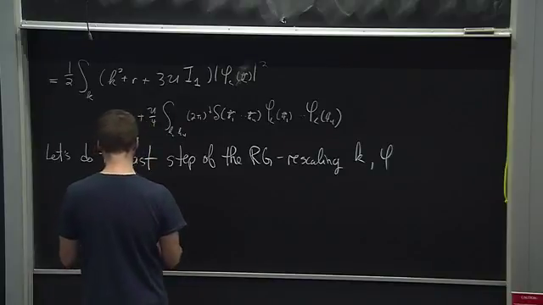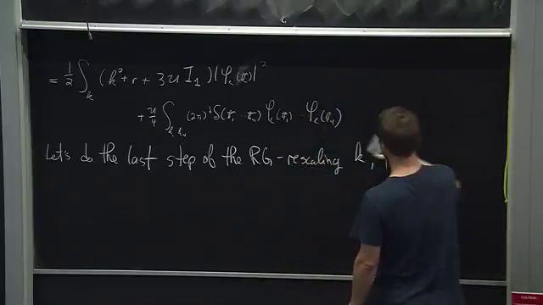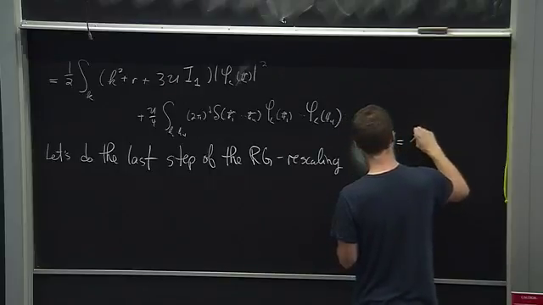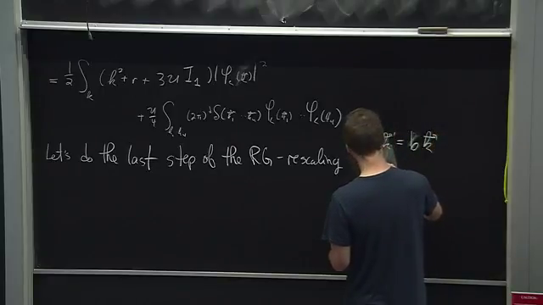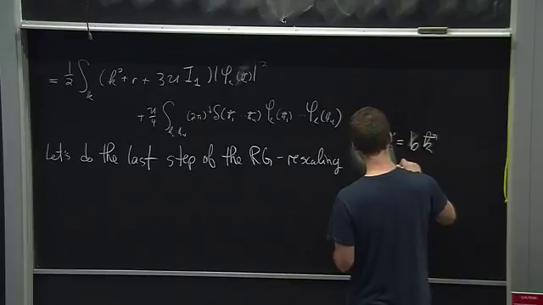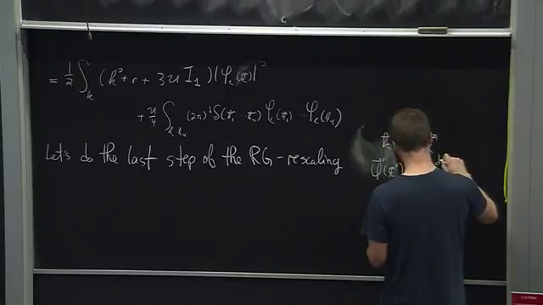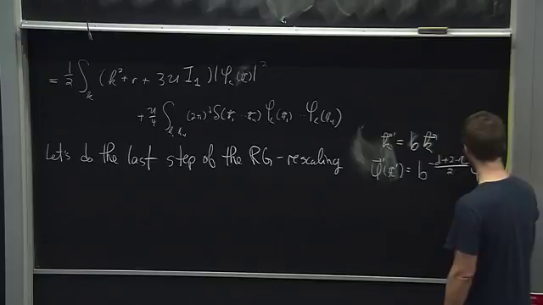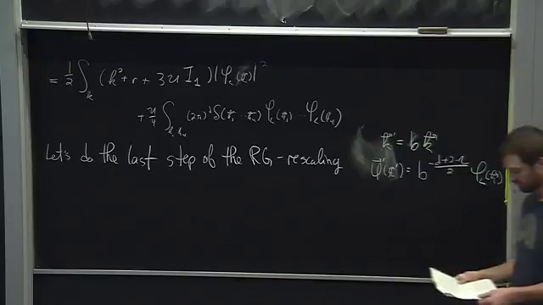Okay, you want me to write them? I'll write them here. k prime is equal to b times k. And then the field prime in momentum space is b to the power d minus (d plus 2 minus eta) over 2. And I'm rescaling the slow modes. Okay, so I'll do it like that. Same thing we did last time.